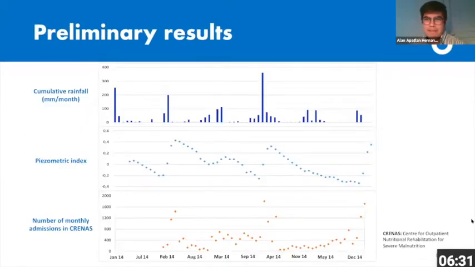So as the preliminary results in the next graphics, we can observe in the graphic at the top, the monthly cumulative rainfall for this district. In the middle, we can see the monthly piezometric index, and at the bottom, the monthly admissions to malnutrition treatment centers. As we can clearly observe in those graphics, the hydroclimatic indicators follow a seasonal pattern, which is expected in different regions. But we can also see an interannual variability that is very clear from one year to another. In some years the rainfall season is stronger than in others.